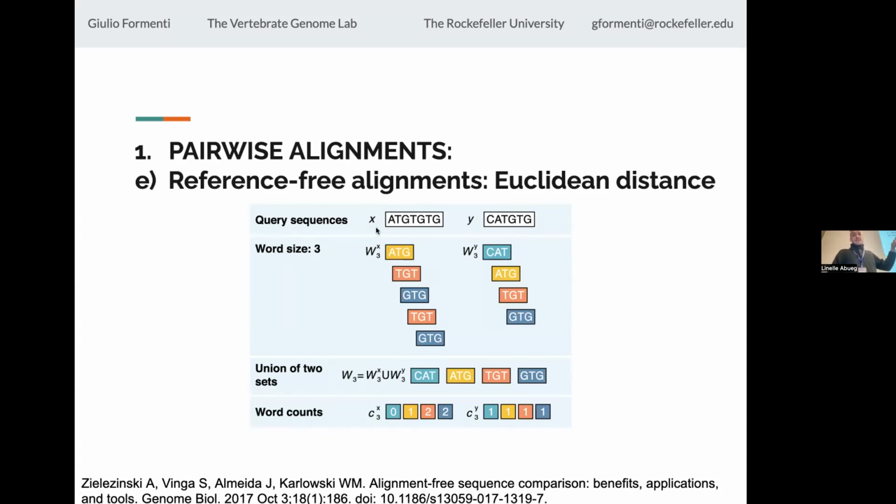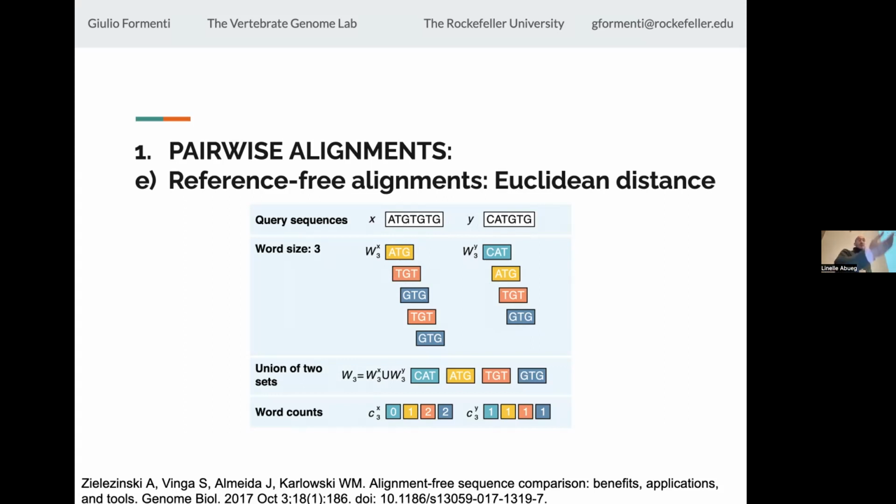In the case of the first sequence, we have ATG, and then we do this in sliding windows. So we move one nucleotide to the right. The next k-mer is going to be TGT. Then we have GTG, TGT, and GTG again, right? So that's for the first sequence. We can do the same for the second sequence, and we get CAT, then ATG, TGT, and GTG.